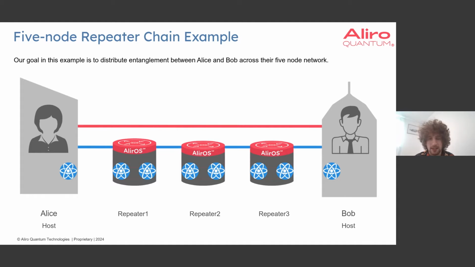We'll run through an entanglement distribution example that utilizes these 3 repeater steps on Alice and Bob's network. We will be assuming that all of our probabilistic processes work on the first try in this example, otherwise this example could get a little bit too complex and lengthy. Our goal in this example is to distribute entanglement between Alice and Bob.